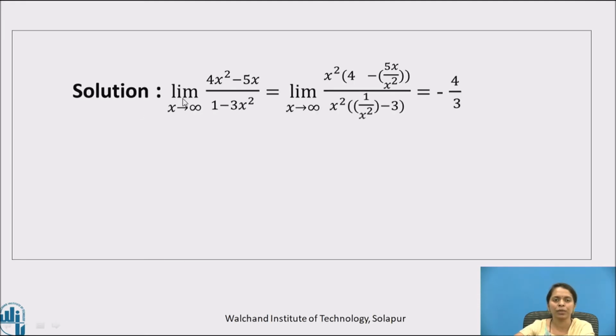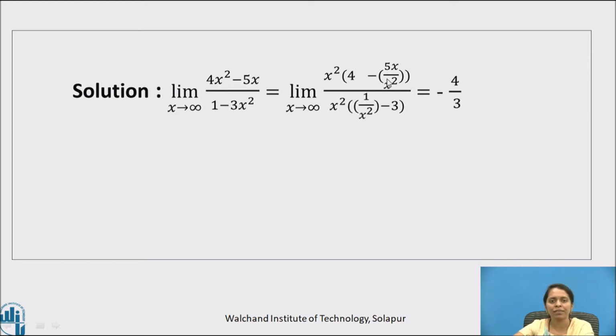The solution comes out to be limit x tends to infinity of 4x square minus 5x divided by 1 minus 3x square is equal to, so that we will get the limit x tends to infinity as x square into bracket 4 minus 5 upon x, whole divided by x square into bracket 1 upon x square minus 3. Cancelling this x square present common in both numerator as well as denominator, we are left with 4 minus 5 by x divided by 1 upon x square minus 3.